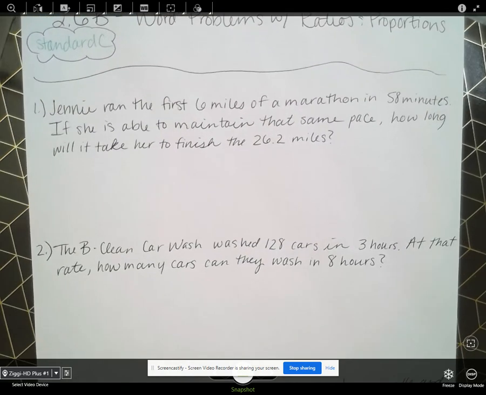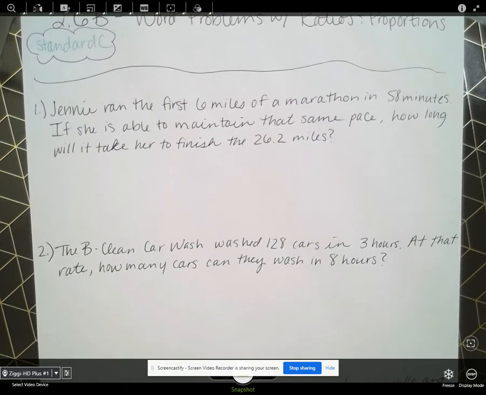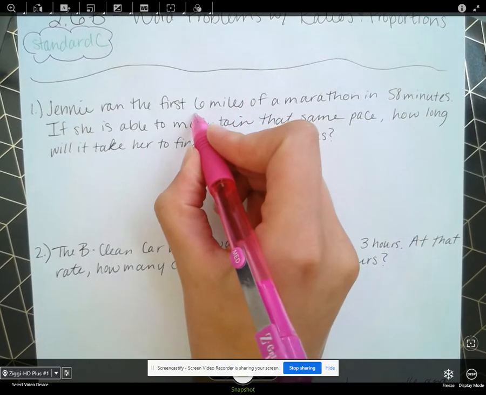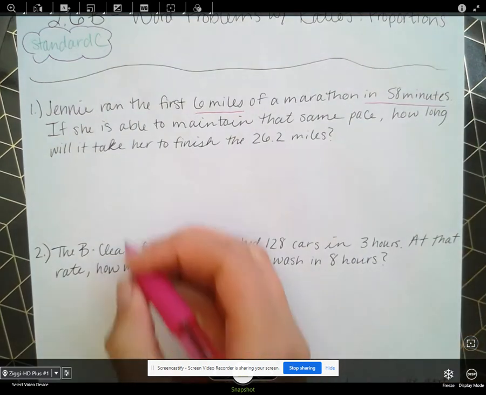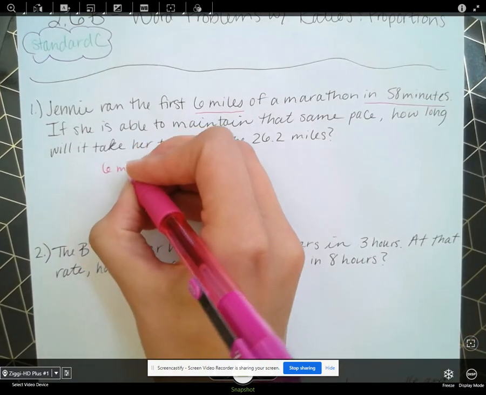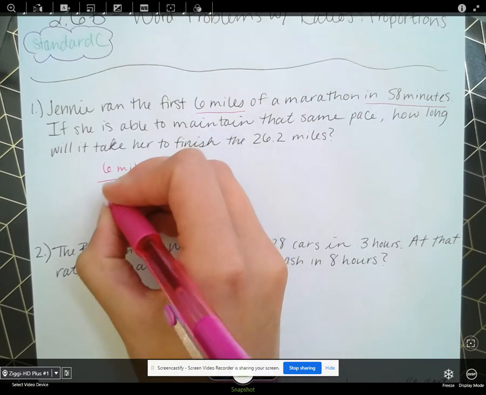First one, Jenny ran the first 6 miles of a marathon in 58 minutes. If she is able to maintain that same pace, how long will it take her to finish the 26.2 miles? All right, so what we're going to do is make proportions from these word problems. So I see one ratio in here: 6 miles in 58 minutes. To write that as a proportion, I'm going to write miles over minutes. So 6 miles over 58 minutes.